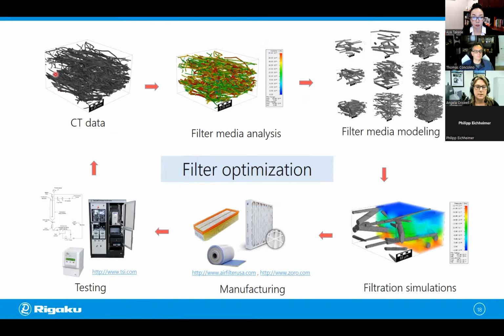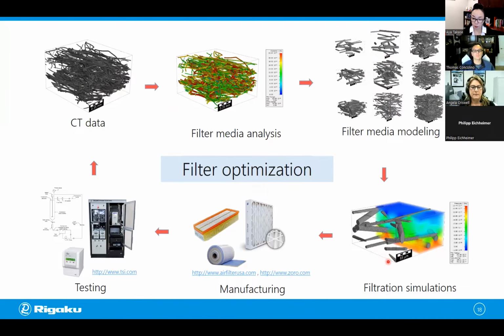So we're going to start in the upper left-hand corner with CT data, and we're going to segment those data and do some analyses on the fibers of an existing filter media. What we can do at that point is we can model, we can change, say, I want to look at different solid volume percentages, I want to look at different fiber diameters, and I want to look at different media thicknesses. So here is just a simple 9 different tests that we can quickly do without making a real filter, put those models through some filtration simulations.